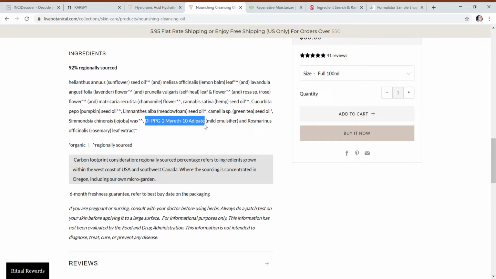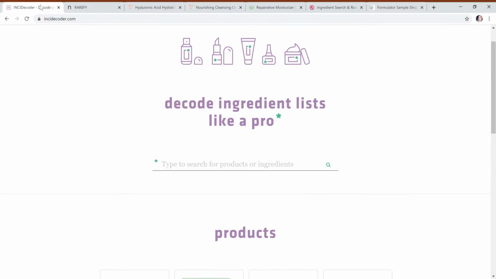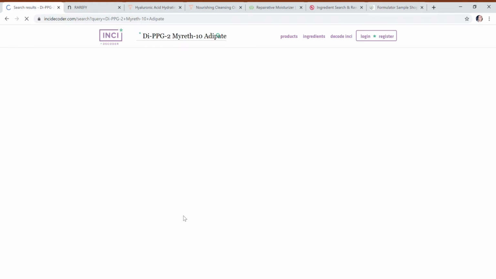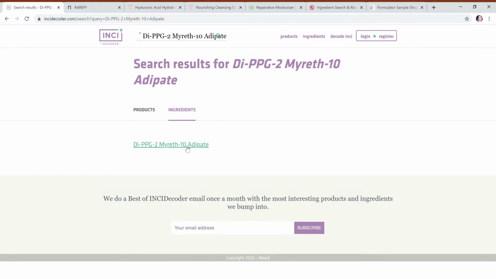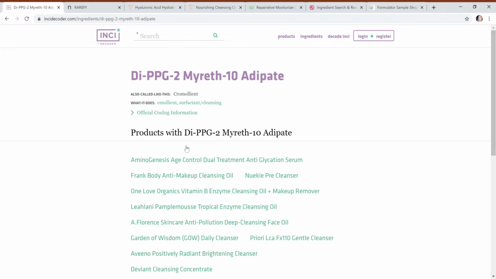Then we have this ingredient right here, and it states here that it's a mild emulsifier, but if it didn't state that on the list, we can use the INCI decoder to find out what that is. What is that ingredient? What is it in this formula for? And you can also see other products that include this formula. So we're going to just copy and paste that into the INCI decoder. And here's the ingredient right here.